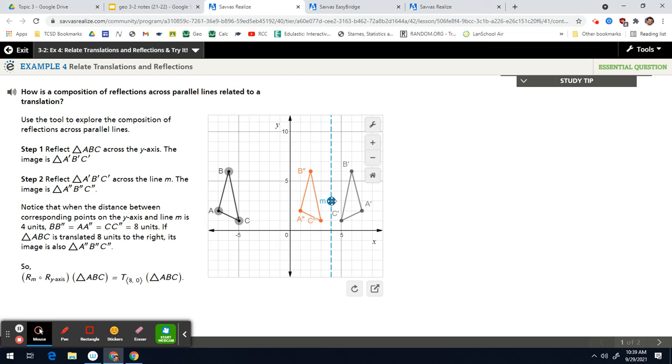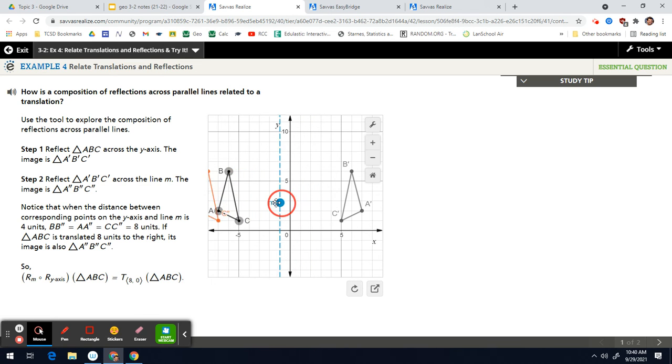So let's say I want to move this line to x equals 2. Now the distance between your y-axis and x equals 2 is a distance of 2. Look how far it is from B to B prime. 1, 2, 3, 4, double, right?